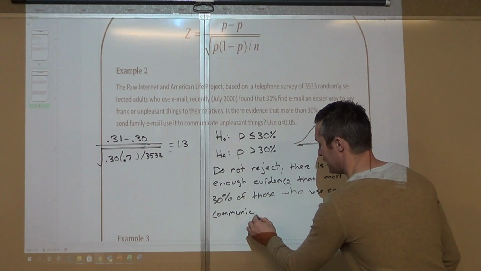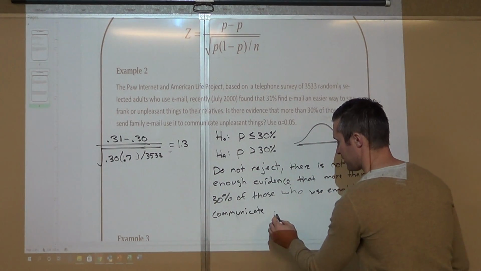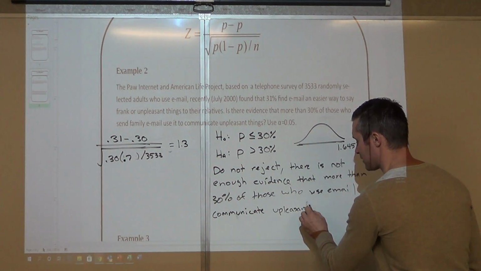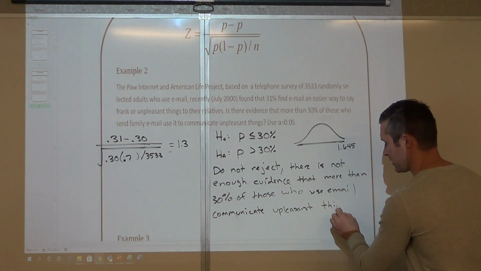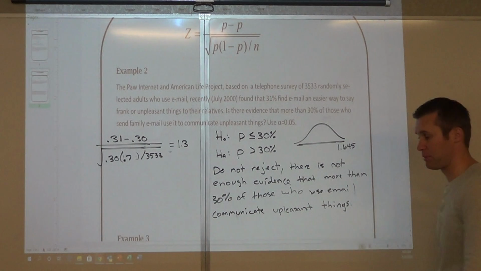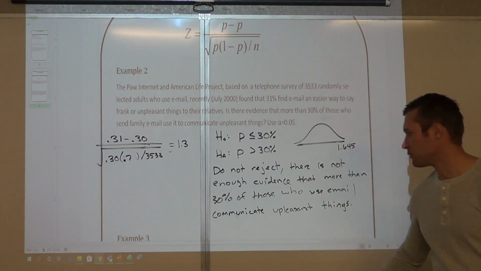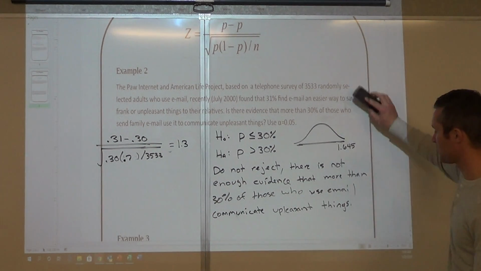All right, so there you go. This right here is the most important thing. This is where most of you like to shortcut it and say reject or not reject. But this right here, the second part, what is this evidence actually suggesting? So make sure you put in that last part as well.